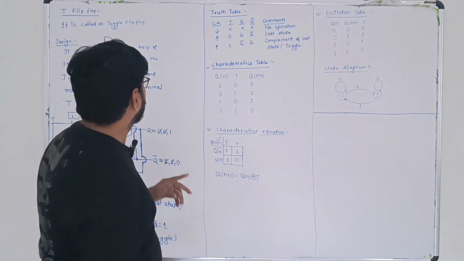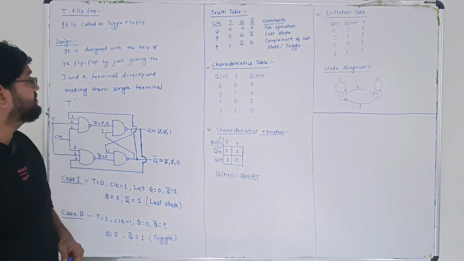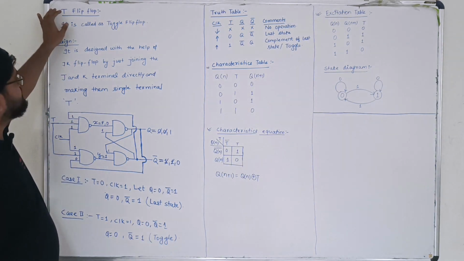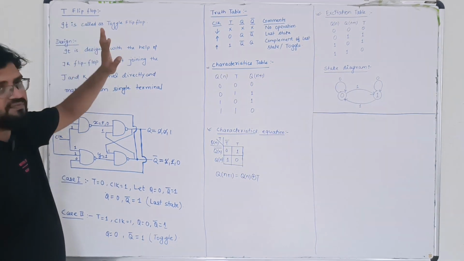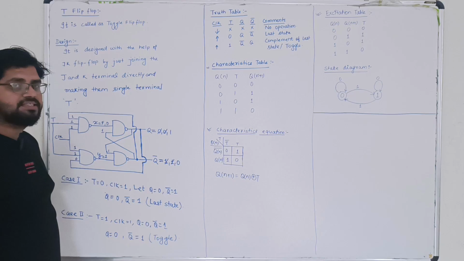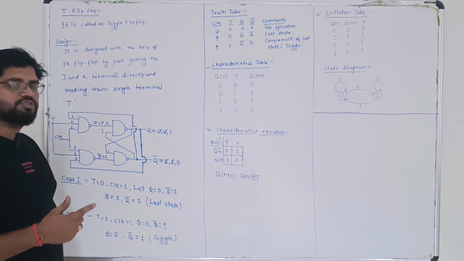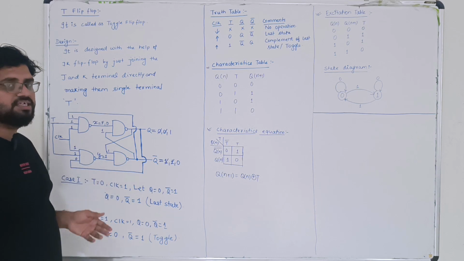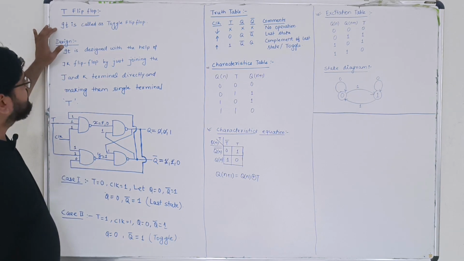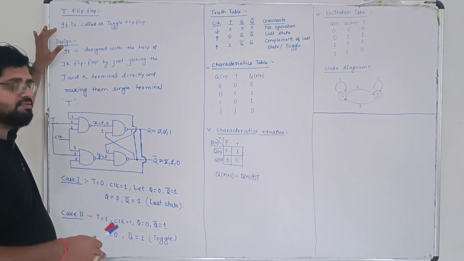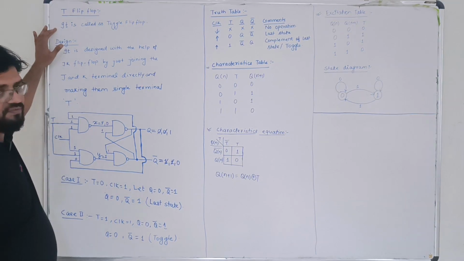First of all, we'll try to learn what exactly T flip-flop is. T stands for toggle, so it is a toggle flip-flop. We have already discussed JK flip-flop, in which when J equals 1 and K equals 1, at that time we were getting the toggle state. So in toggle state, the T flip-flop is directly termed as toggle flip-flop.